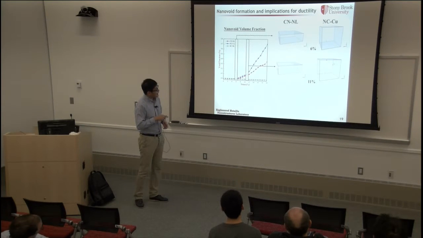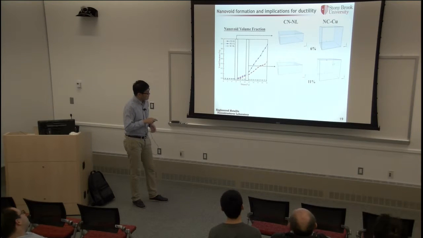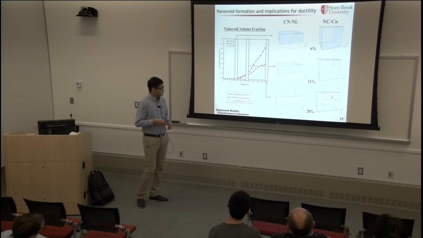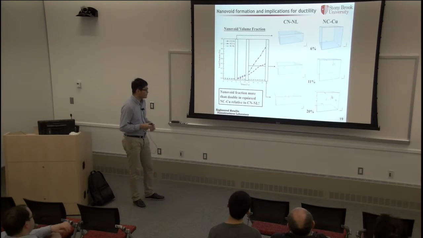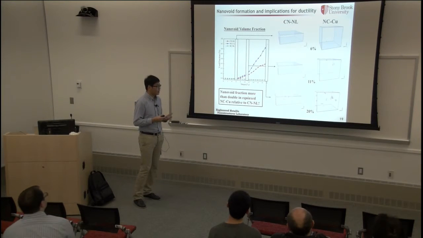the EQX nanocrystalline copper's growth rate actually changed to a fast pace, while for the columnar one, it almost remained at a constant growth rate. And then at the end, the nanovoid fraction is more than double in the EQX nanocrystalline copper compared to the columnar one.